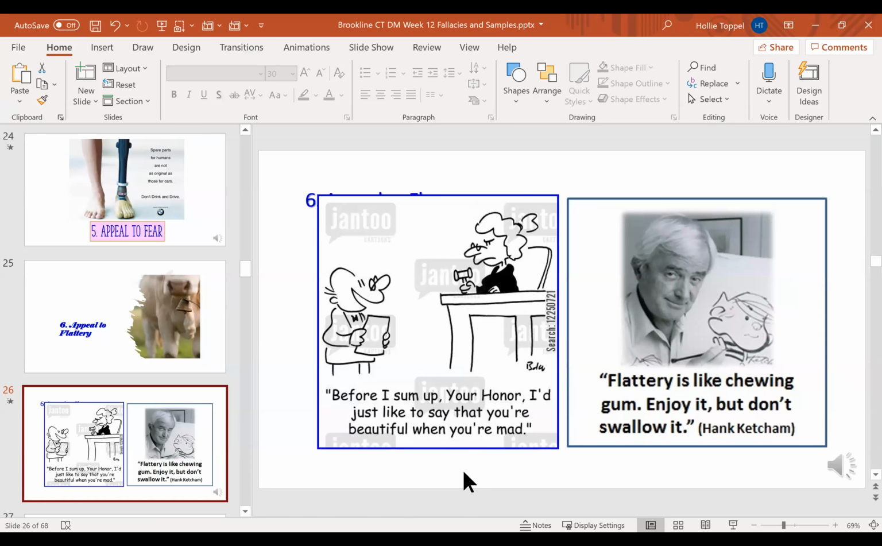Here's some examples. Before I sum it up, Your Honor, I'd just like to say you're beautiful when you're mad. That'll get them. And flattery is like chewing gum: enjoy it, but don't swallow it. That's from the creator of Dennis the Menace.